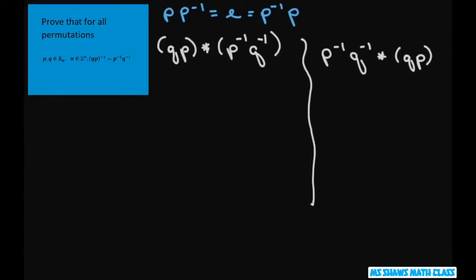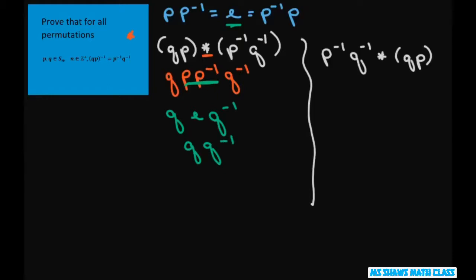Now, simplifying this, this is the binary operation. So just take away the parentheses and you get Q, P, P inverse, Q inverse. Now this is going to be E right here. So you have Q, E, Q inverse. E is just your identity. So that's going to be Q, Q inverse, and that equals E. So all this is equal.